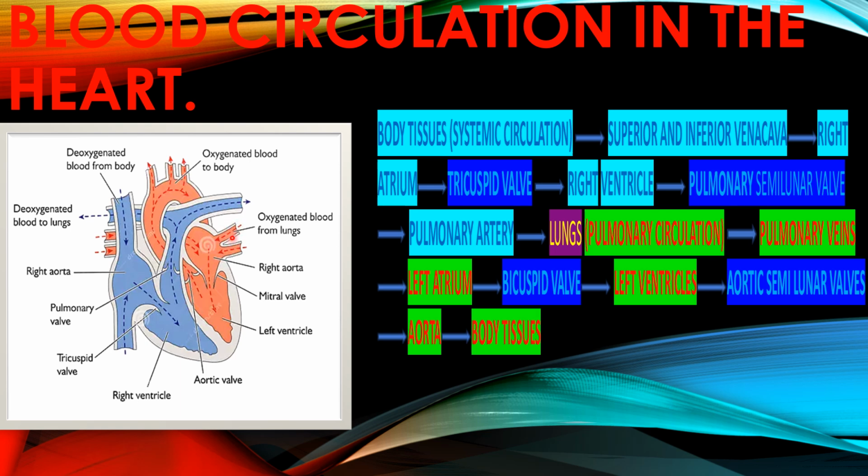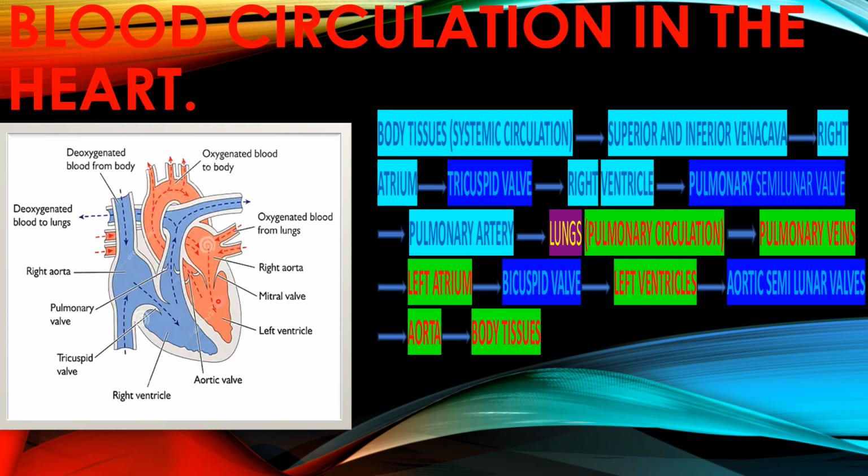From the left atrium, this oxygenated blood will flow to the left ventricle through the mitral valve. This mitral valve, another name you can call it is the bicuspid valve. So this one is to prevent the backflow of blood when this left ventricle contracts to pump out the blood to the rest parts of the body through the aorta.